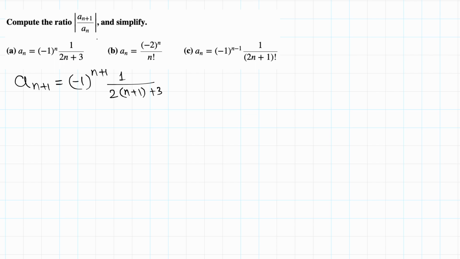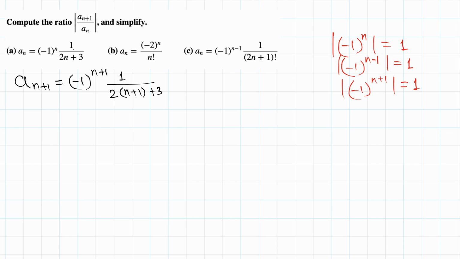And by the way, absolute value. So negative 1 to the n, or negative 1 to the n minus 1, or negative 1 raised to n plus 1, will give us plus 1, minus 1, plus 1, minus 1, or vice versa. But when we take absolute value, it's going to be simply 1. Always positive 1.